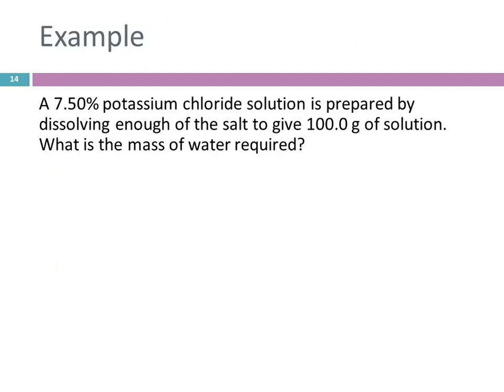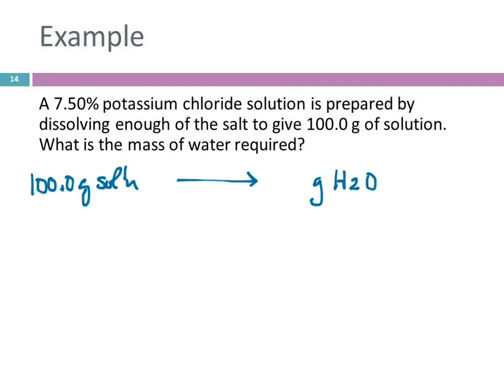A 7.50% potassium chloride solution is prepared by dissolving enough of the salt to give 100 grams of solution. What is the mass of water required? So we have 100 grams of solution as our given quantity. And what do we want to find? The mass of water, grams of H2O.